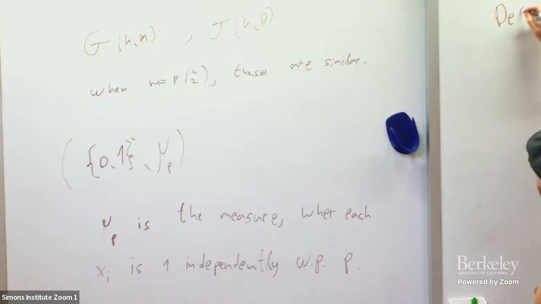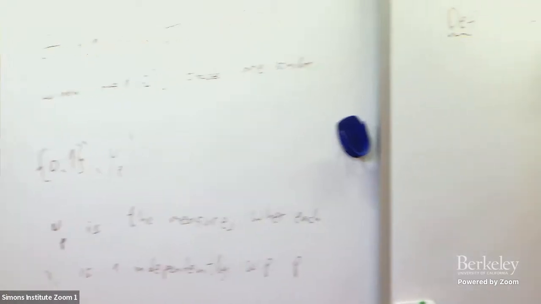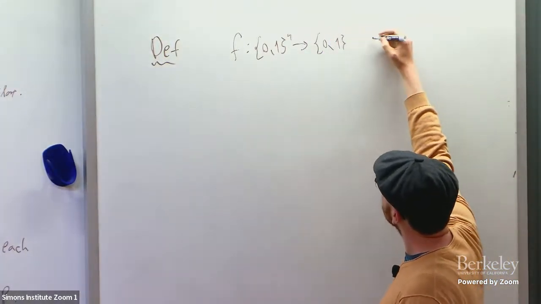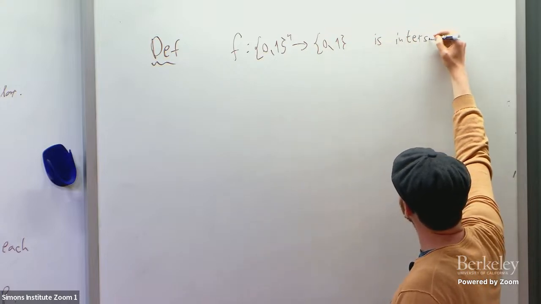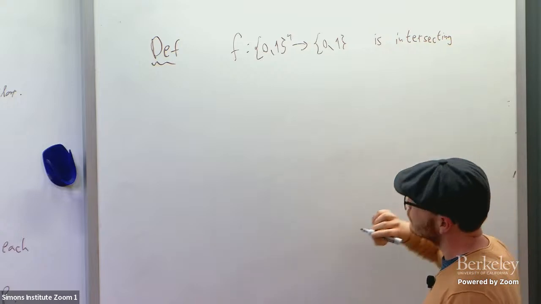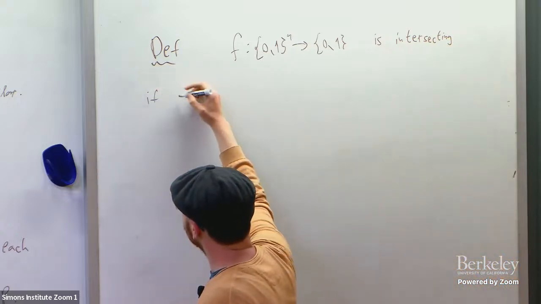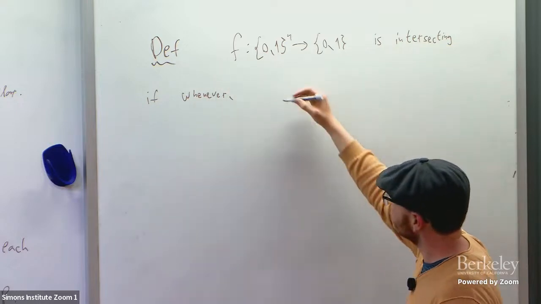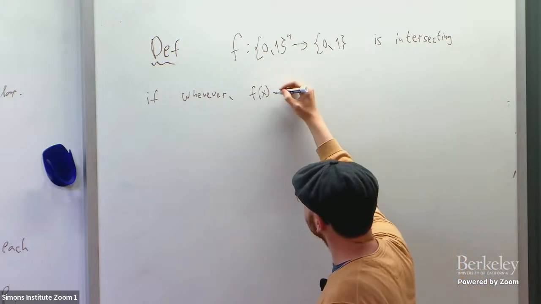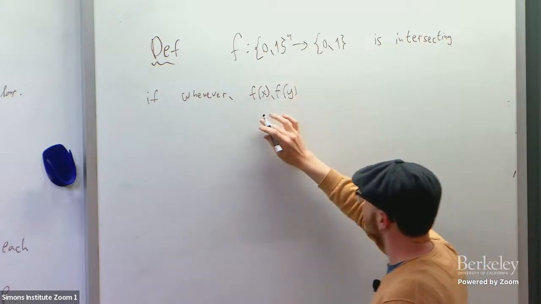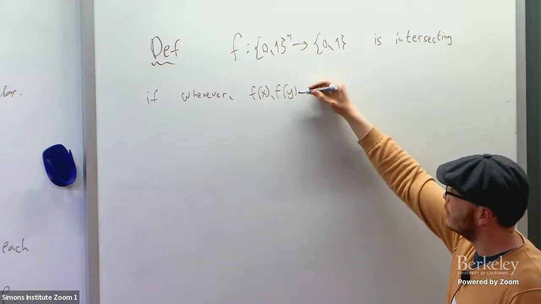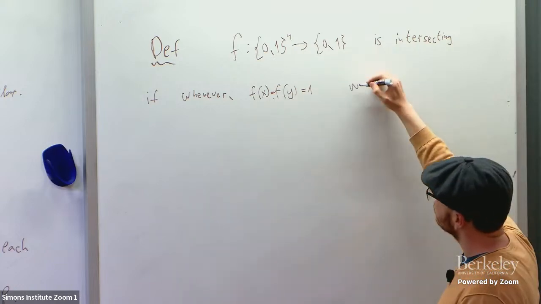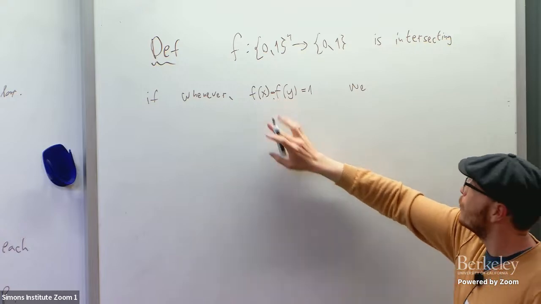And then you can say that a function on the Boolean cube is intersecting if whenever we have two elements in the cube on which f takes the value 1, there exists a common coordinate for which they are both 1.